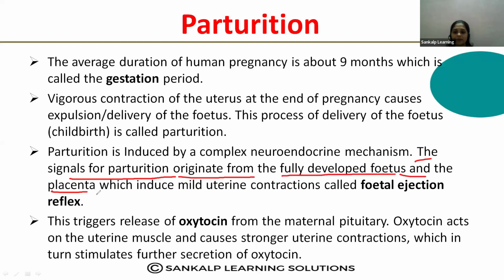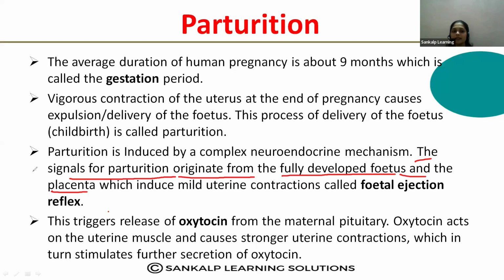The signals for parturition originate from, so from where are they originated? Only from the fetus, fully developed fetus? No, the fetus as well as the placenta. So they both induce the mild uterine contraction, that is called the fetal ejection reflex. This question has been asked, so I am repeating it.